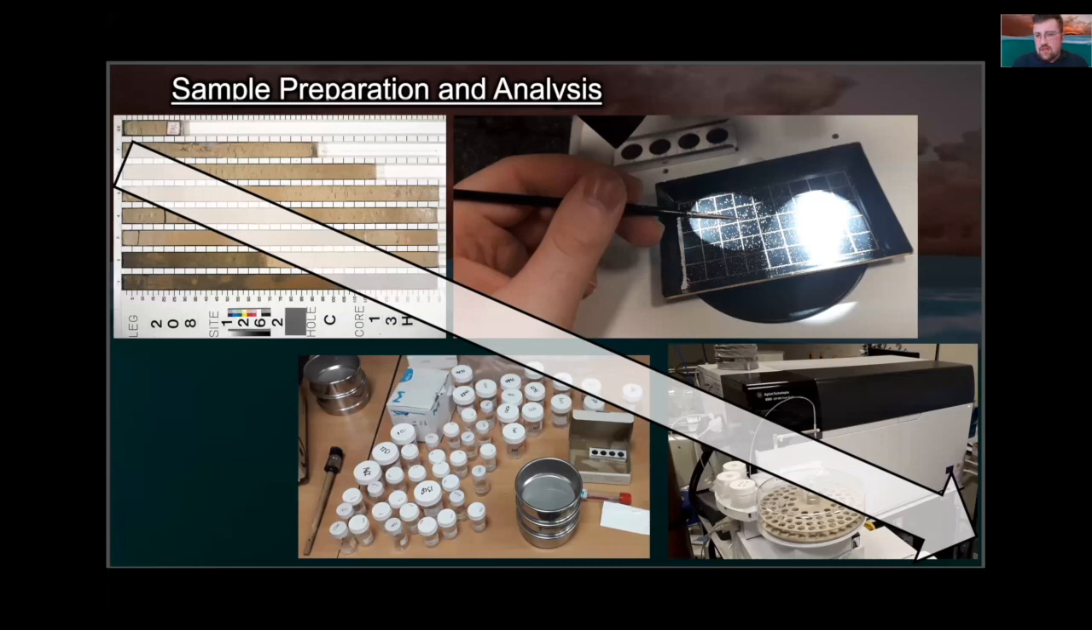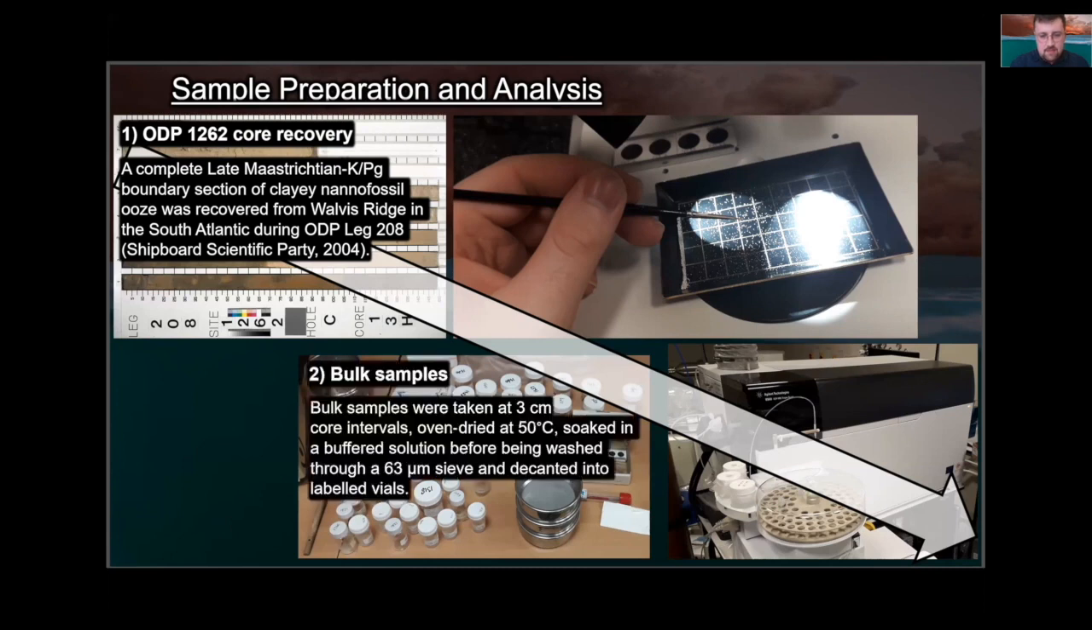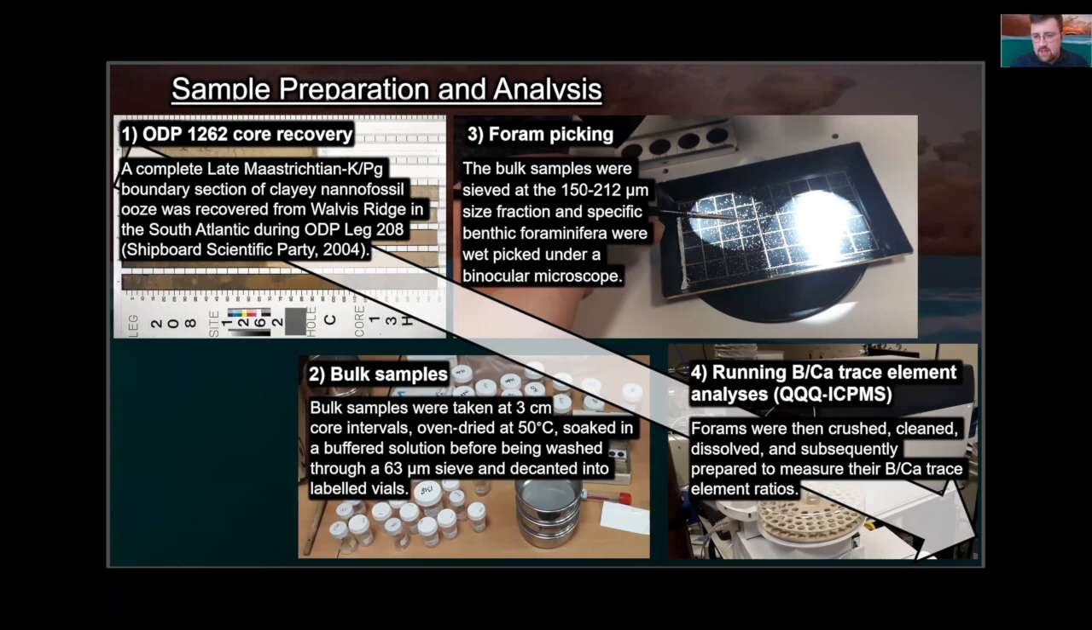So how did we get there? Well, the cores were first recovered by ODP Leg 208 back in 2003, 2004, which was able to drill down quite deep and recover these excellently preserved sedimentary records. The bulk samples were later collected by my co-supervisor and stored away for many years. It was only during this project that we were able to get them out again and look at them differently with some geochemical evidence, which included foram picking for the benthic forams under a binocular microscope. The forams were then collected, crushed, cleaned, dissolved and run on this fancy mass spectrometer here, this triple quad ICP-MS at the University of St Andrews.